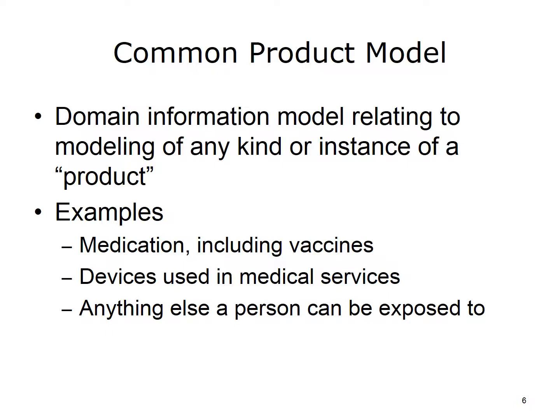For example, a crutch or walking cane might be a common product that requires certain parts that need to be modeled. What do you think such a model might include? Examples of a CPM include medication, including vaccines, devices used in medical services, and anything else to which a person can be exposed.